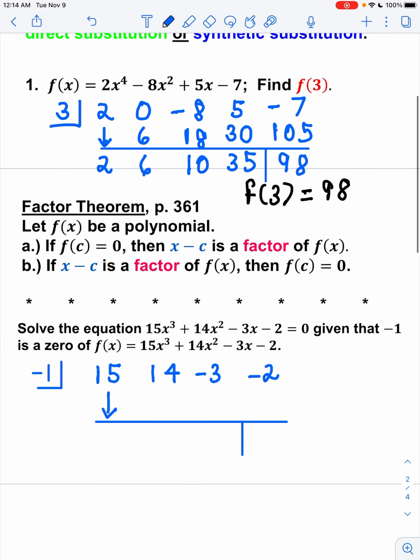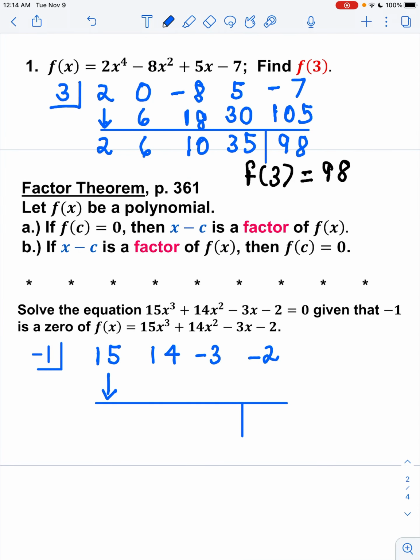Now, the factor theorem that follows actually is a form of this. The factor theorem says let f of x be a polynomial, and it says if f of c equals 0, basically meaning if you do synthetic substitution and the remainder is 0, that has to mean that the factor x minus c went in evenly to the polynomial, and therefore is a factor of the polynomial. And it also goes the other way. If you know something is a factor, then f of c would have to be 0, giving you a remainder of 0. So let's look at our problem.